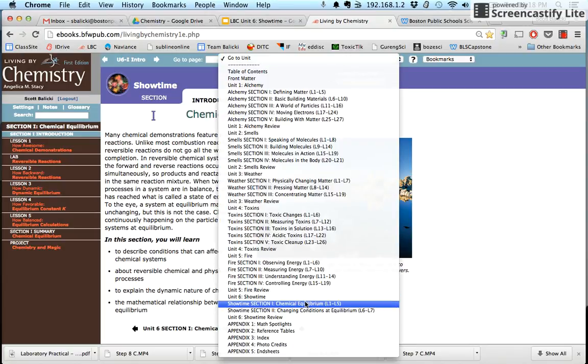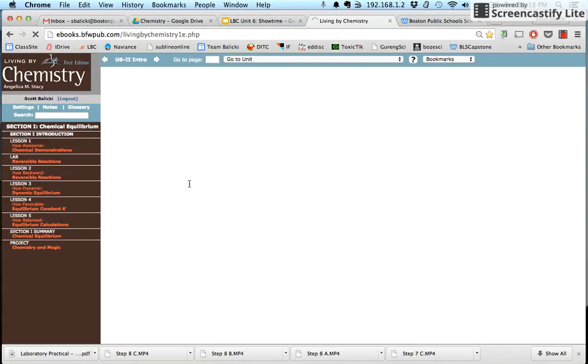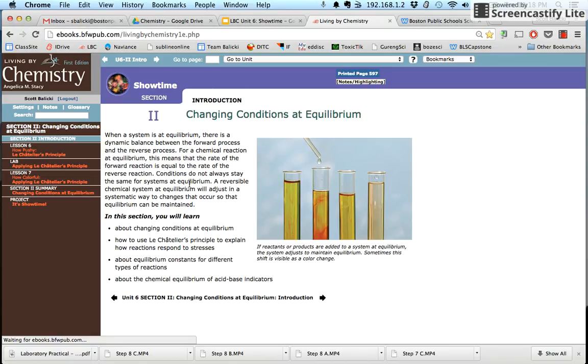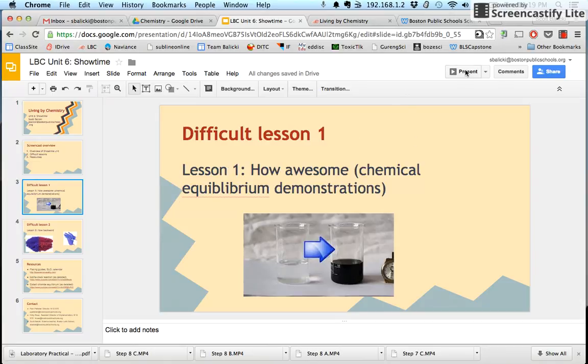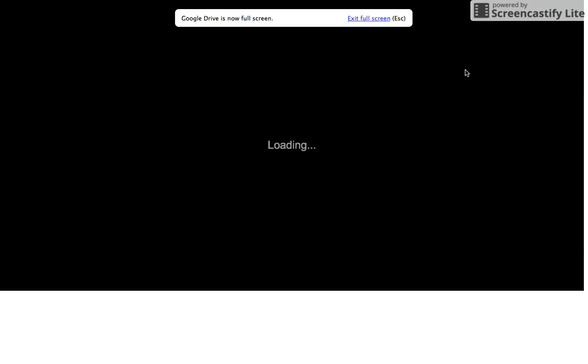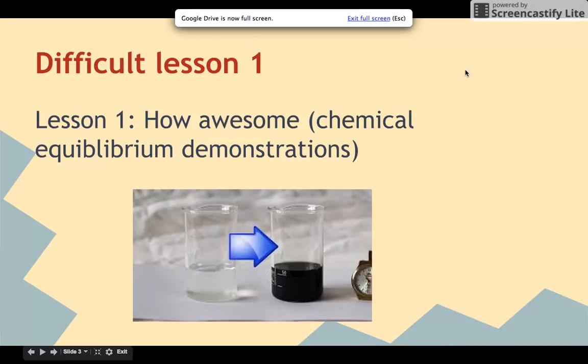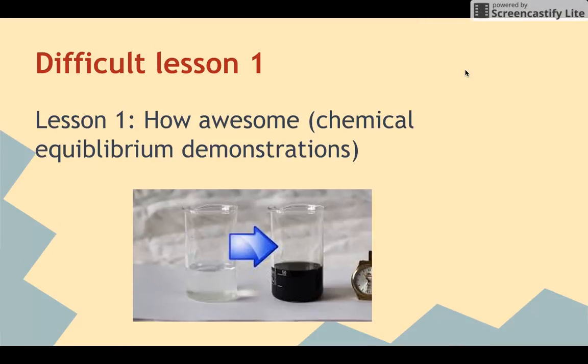When students then proceed to the second section of the Showtime unit, they learn about Le Chatelier's principle and apply Le Chatelier's principle to some colorful lessons. And then there's a review lesson, which we could consider to be lesson 8, as it does in the pacing guide. And that's it. So it's a very short unit. And one of the most difficult things about the unit, I would say, is the difference in pedagogy in lesson 1. So I want to talk a little bit about lesson 1.